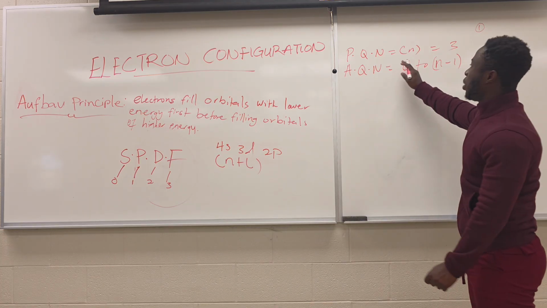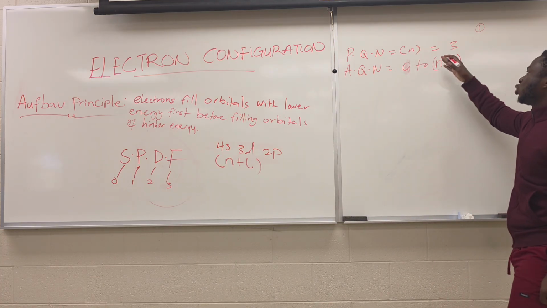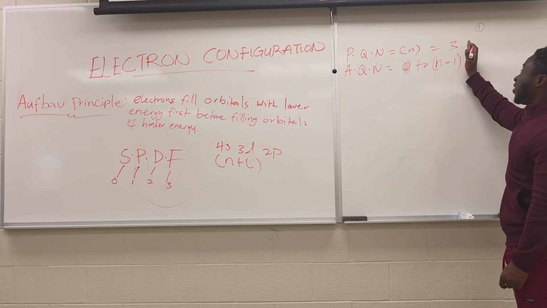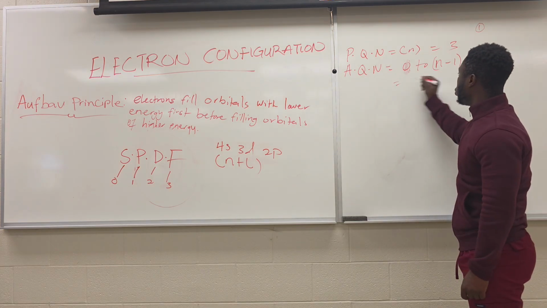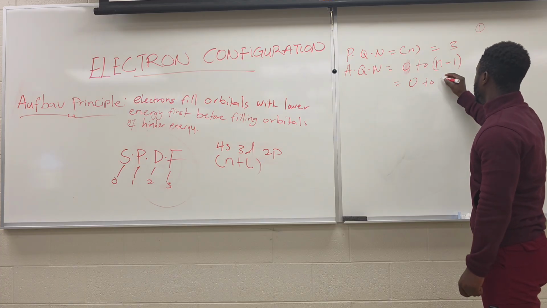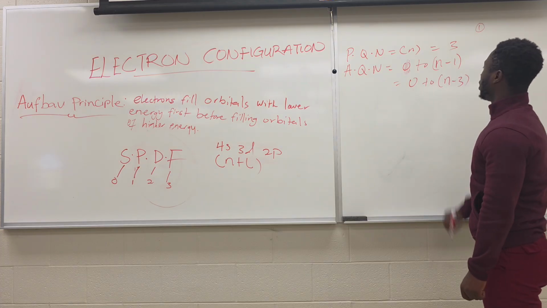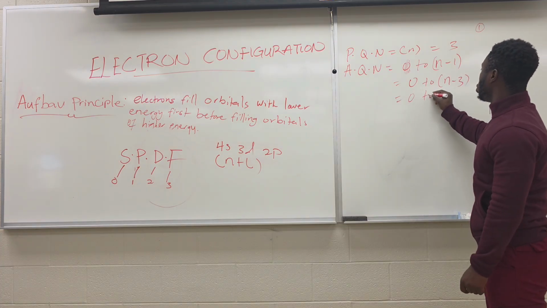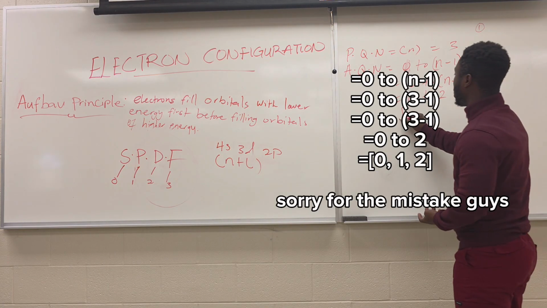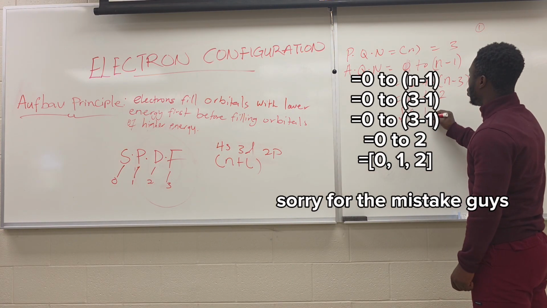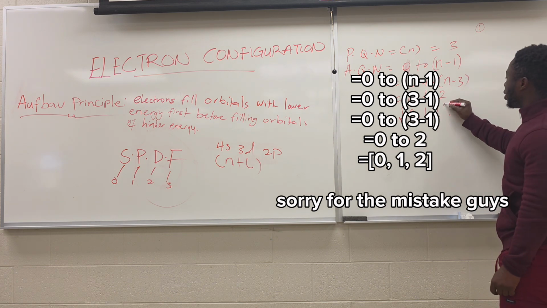So over here, we assume our principal quantum number to be 3. It being 3 means our azimuthal quantum number would be 0 to n minus 1, and what would that be? 0 to 2. So from 0 to 2 is a set of numbers. You go 0, 1, 2 over here like this.